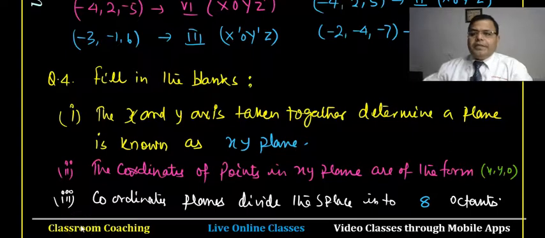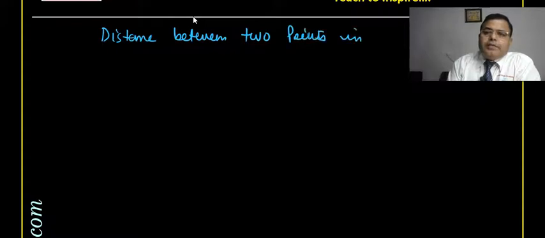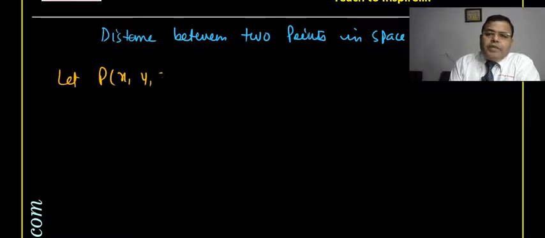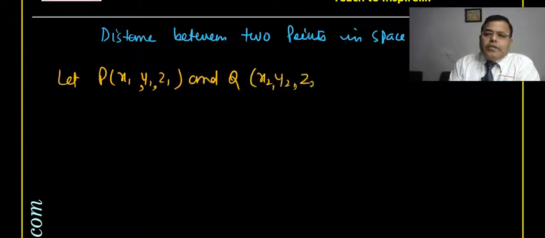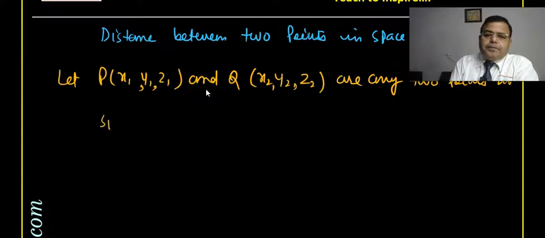Okay, now let us discuss how to find the distance of a point from the origin. Now let us discuss the distance between two points in space. Let P(x1, y1, z1) and Q(x2, y2, z2) be any two points in space. To find the distance between them, let me draw the diagram first and then we will discuss it.